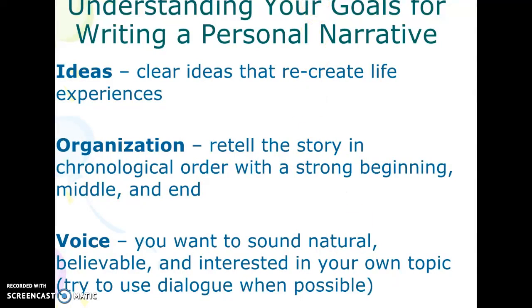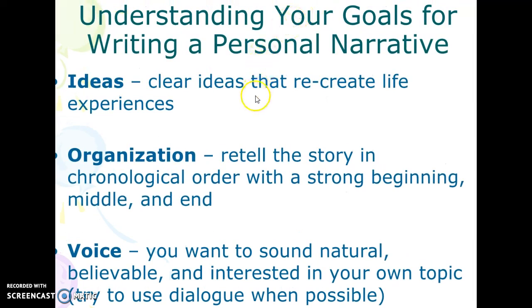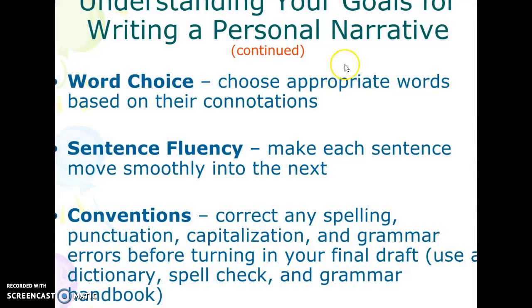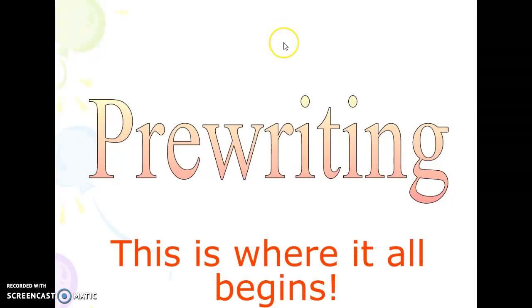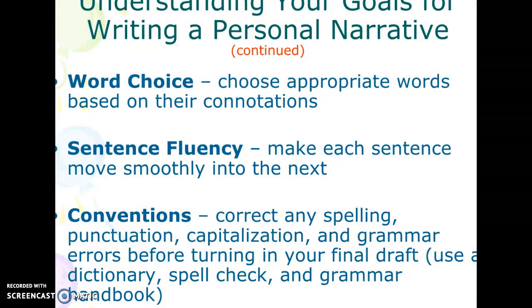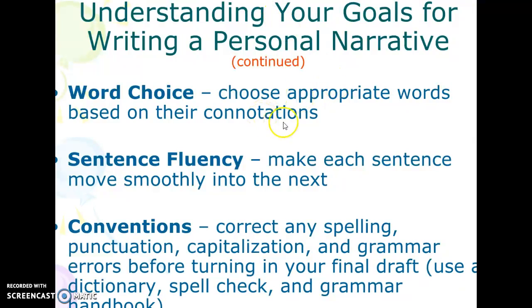So we want to understand our goals for actually writing a narrative. You have to remember that your ideas should be clear. We want to recreate that life experience. It should be organized, so the story is told in chronological order with a strong beginning, middle, and end. And this goes back to that grammar lesson I had in class about ellipses and em dashes. You want to sound natural, believable, interested in your own topic. So understanding our goals, again, think about your word choice. For word choice, you want to make sure that you choose appropriate words based on their connotations, their underlying meaning, and that each sentence connects smoothly with the other.